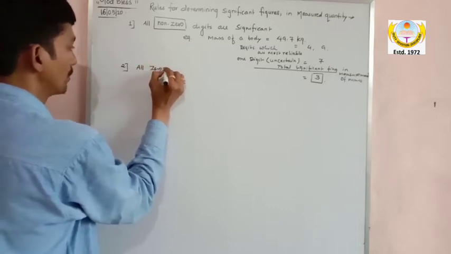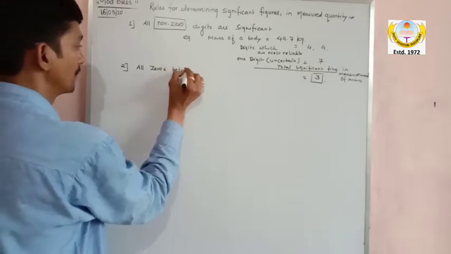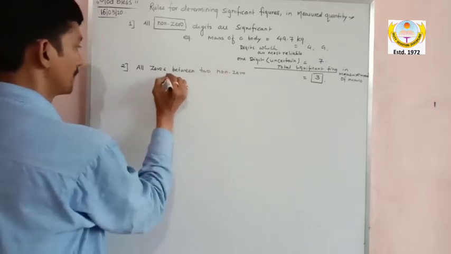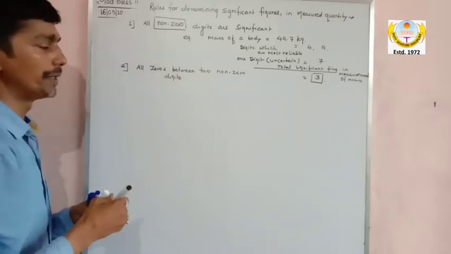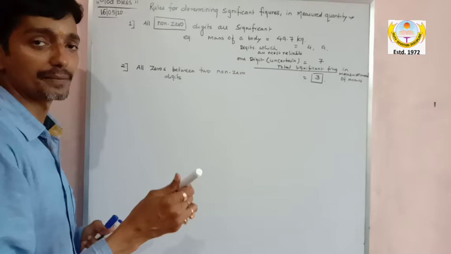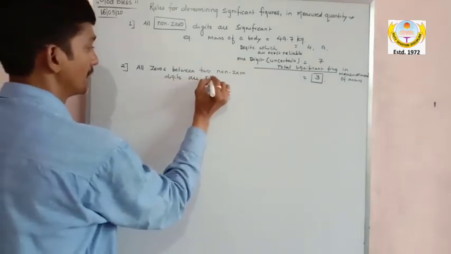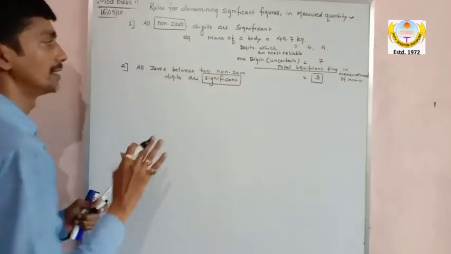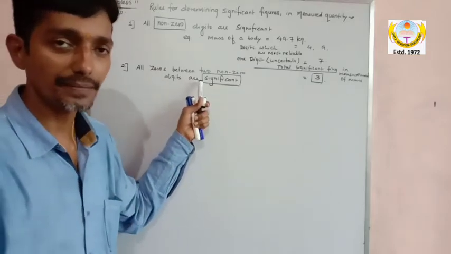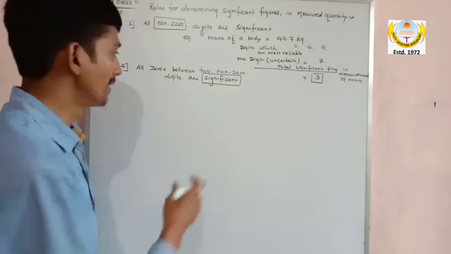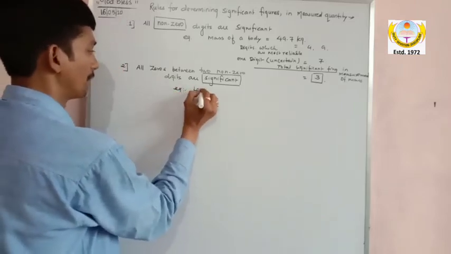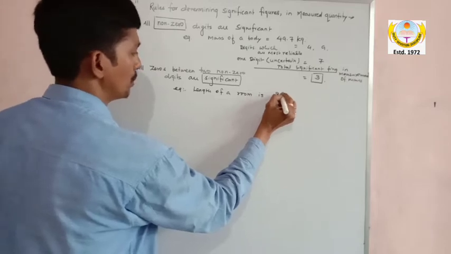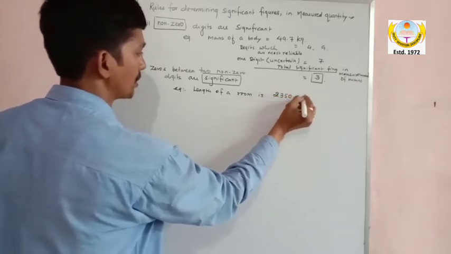All zeros between two non-zero digits are significant. All zeros between two non-zero digits are significant. Example, take an example; any example you can make yourself: the length of a room is 2350.06 meter.